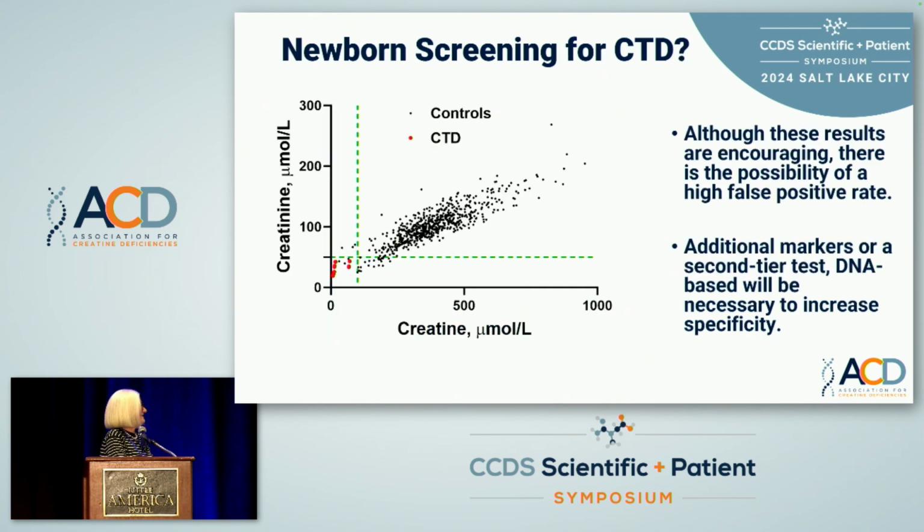If we look again, and we try to look at creatinine and creatine, and we try to separate this using a cutoff for creatine that's much higher than what we have seen in the highest blood spot from patients with creatine transporter deficiency, you can see that there is a clustering of the patients in the lower quadrant.